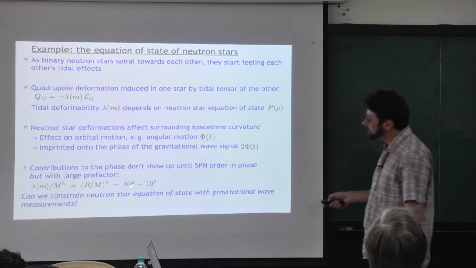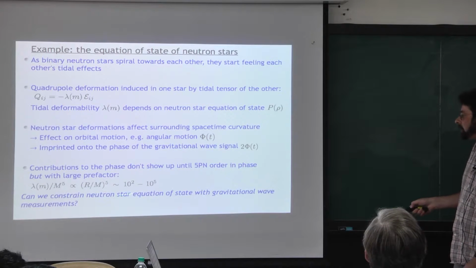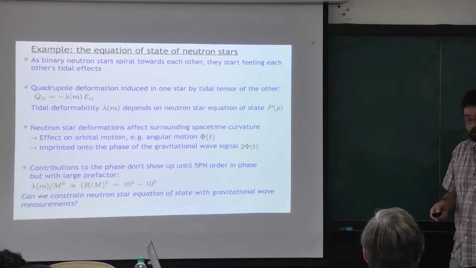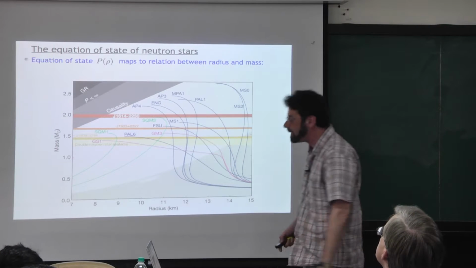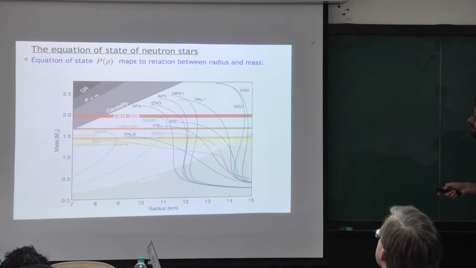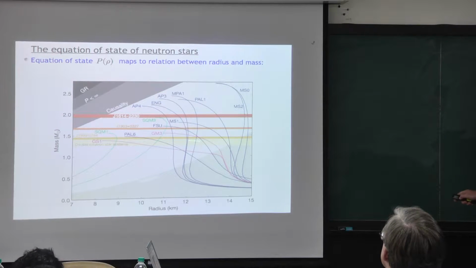So the question is then still, you know, this is pretty high order. Can we constrain neutron star equations of state with gravitational wave observations? That is still not obvious, and we need to check with simulations. Well, first of all, this is a plot that I think I showed earlier. Like Cole also explained, the equation of state, P of rho, maps to a relation between mass and radius. And here you have a whole bunch of predictions for the neutron star equation of state with different underlying assumptions. And you see that there are some observational constraints from mass measurements of neutron stars.